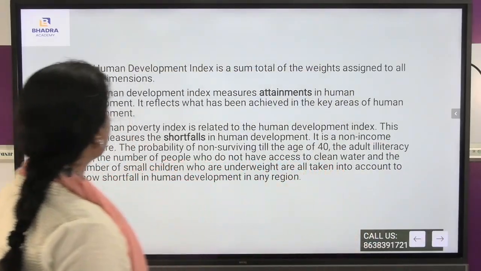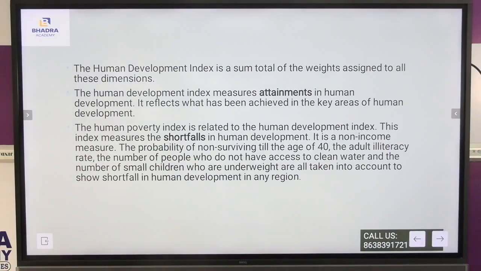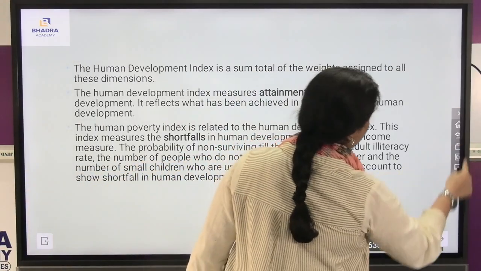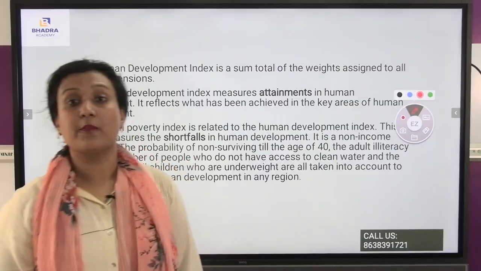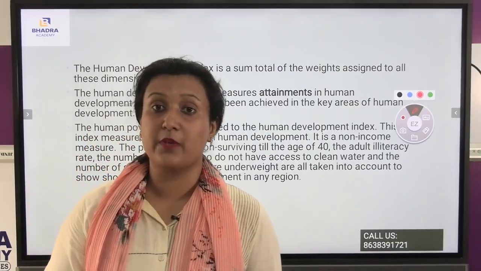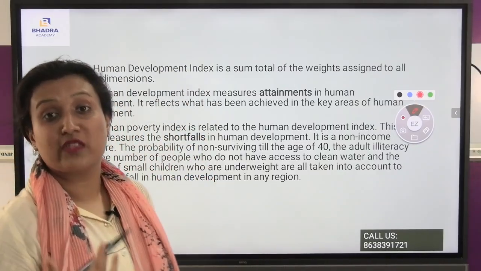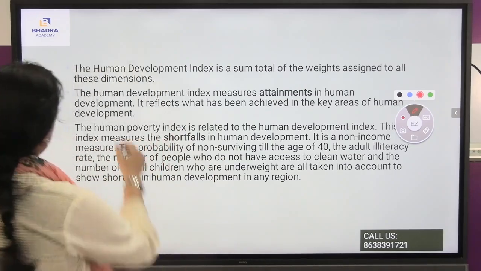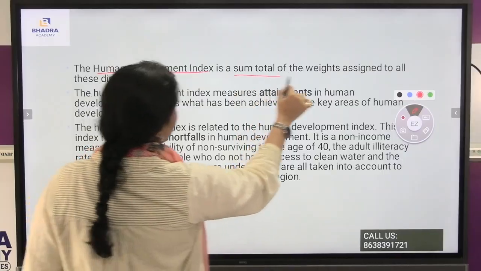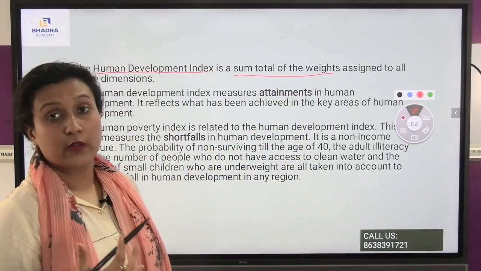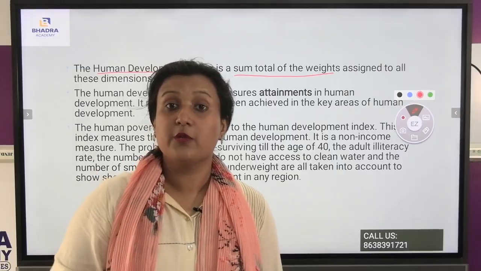Now here comes the Human Development Index, which is the sum total of the weights assigned to all these dimensions. The Human Development Index measures attainments in human development. It reflects what has been achieved in the key areas of human development. Human development is comprised of the sum total of the weights assigned to particular elements such as education and health. It is a sum total of the weights which are categorized into different dimensions.